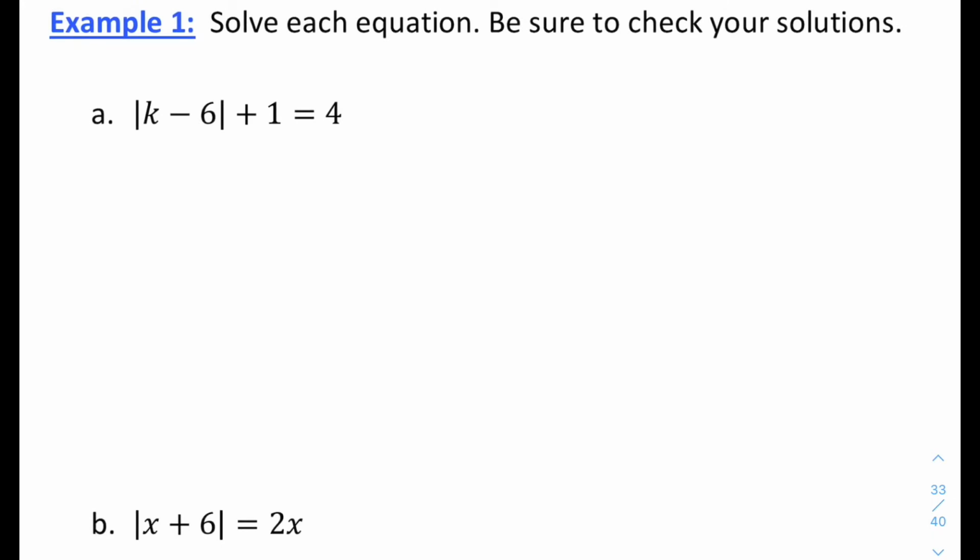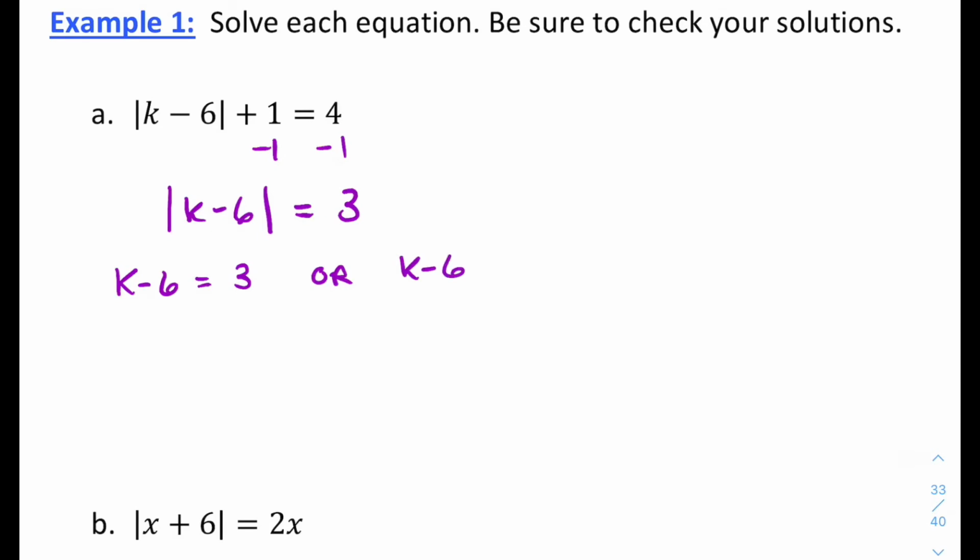Okay, let's solve a couple with algebra. So if you are starting this one, you want to get the absolute value part of your equation by itself, so subtract 1 from both sides. And you'd have the distance between k and 6 is equal to 3. So what you could do if you're solving this with algebra is write two different cases. Whatever's inside your absolute value could be equal to positive 3, because absolute value of positive 3 is 3. Or it could be equal to negative 3, because absolute value of negative 3 is also equal to positive 3. So if you solve both of those equations by adding 6 to both sides, you're going to end up with k equals 9 and k equals 3.